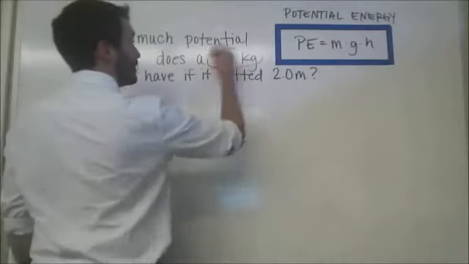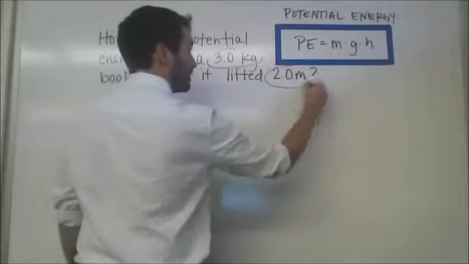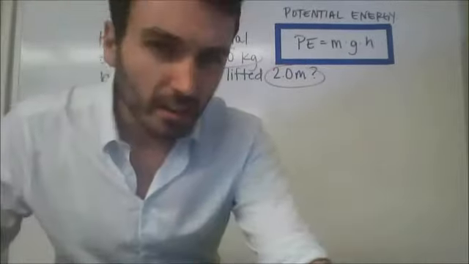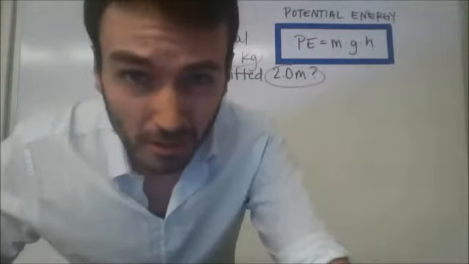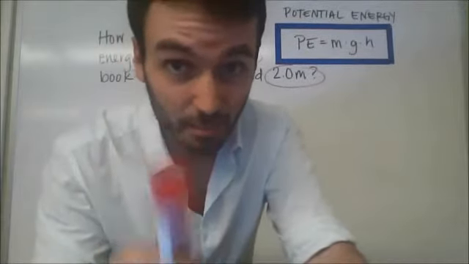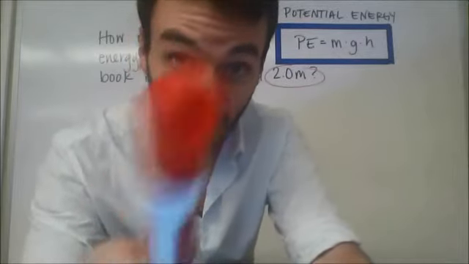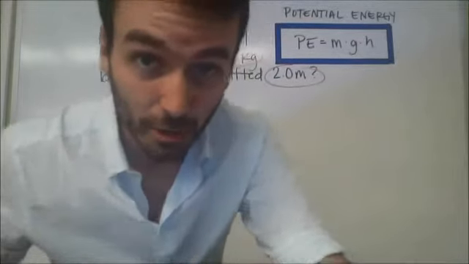We know it has a mass of 3 kilograms and a height of 2 meters. But wait, aren't there 3 variables? Yes, but we already know one. Which one is it? That's right, it's gravity. So let's plug it into an equation.